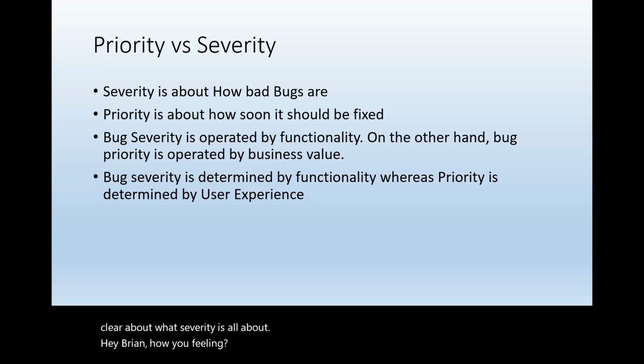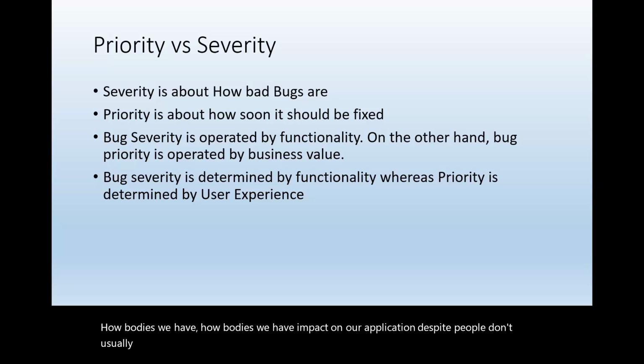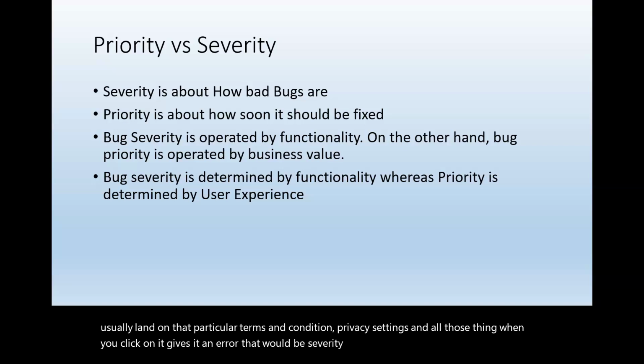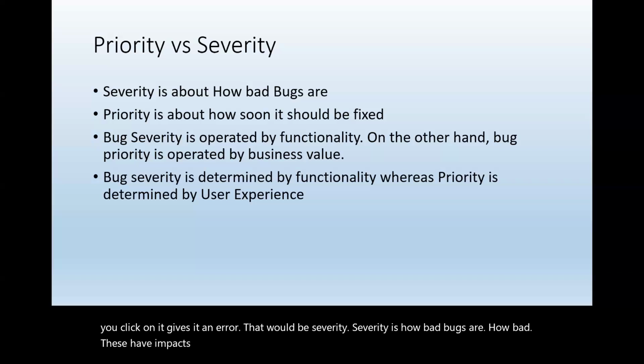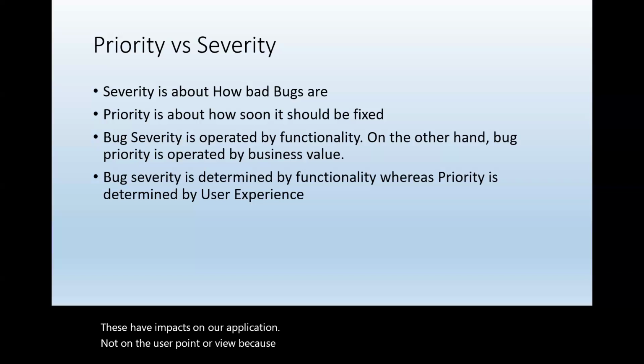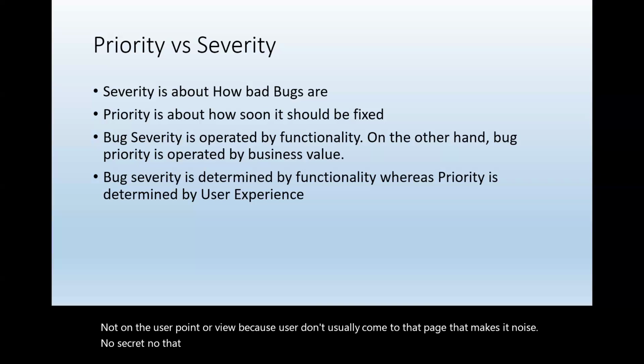How bad is the impact on our application? Despite people not usually landing on that particular terms and conditions, privacy, settings, and all those pages, when you click on it, it gives you an error. That would be severity. Severity is how bad bugs are, how bad the impact is on our application, not from the user's point of view. Because users don't usually come to that page, it's low severity from the user's side. That is severity for you. It's how bad the bug is going to be, how critical.